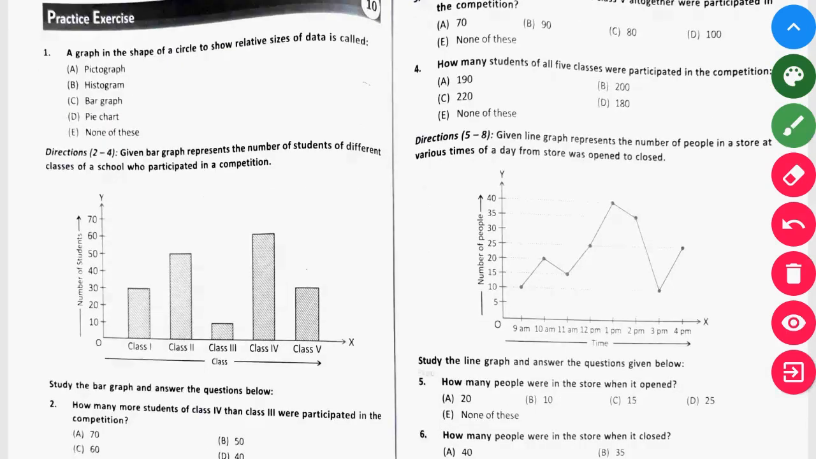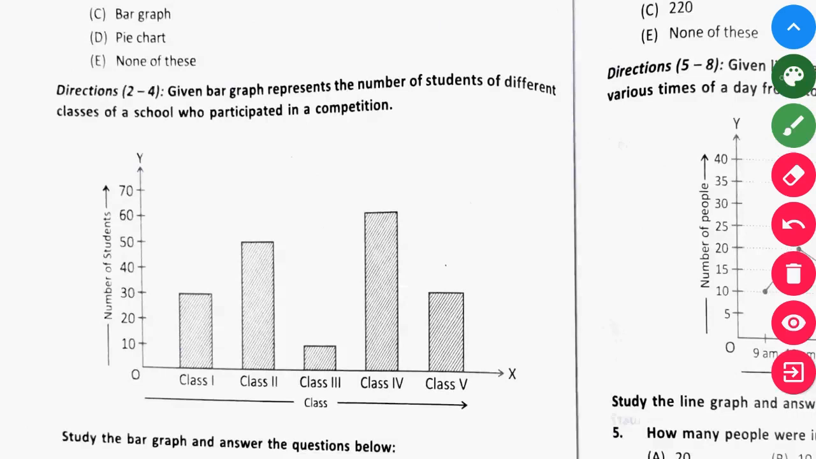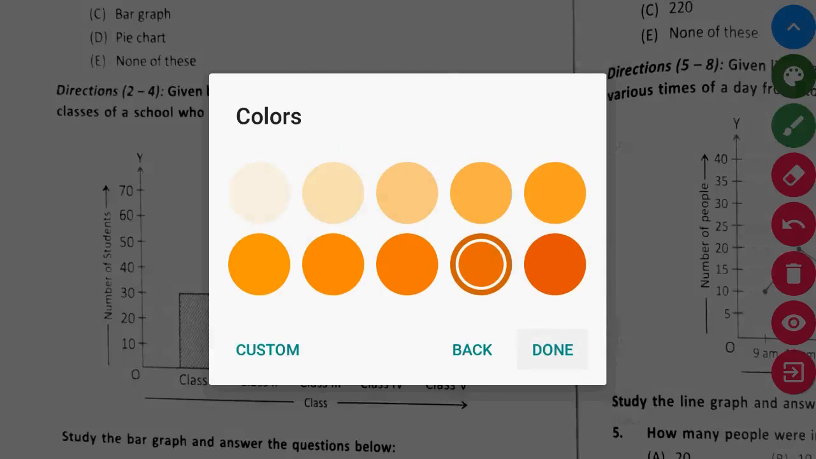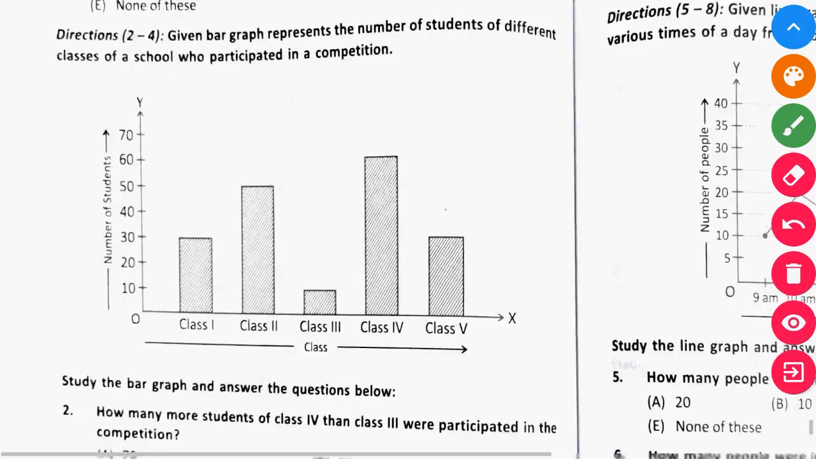Now this given bar represents the number of students of different classes who participated in the competition. Now see, from class 1 how many students participated? 30. From class 2, 50. From class 3, 10. From class 4, 60. And from class 5 again 30. Okay, now we'll answer the question.